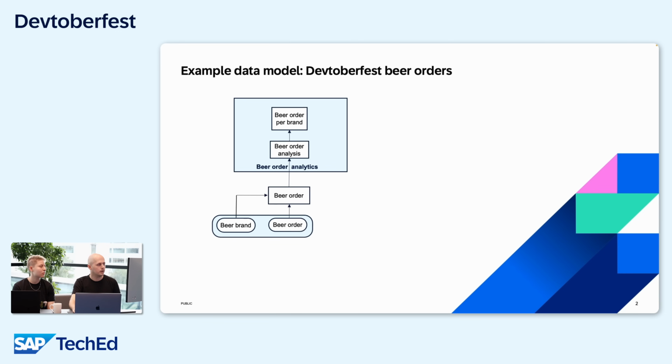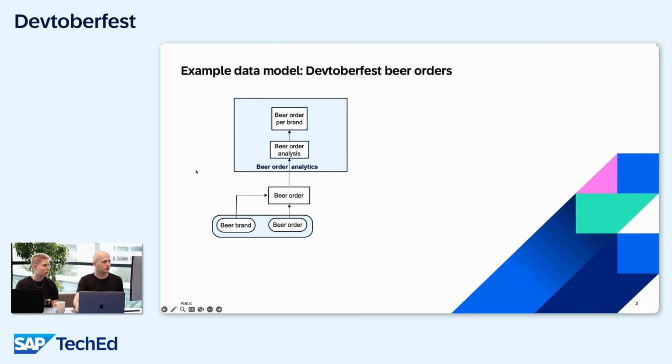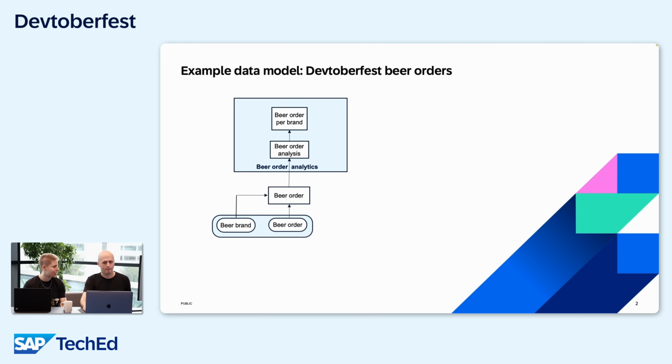So I've prepared some overview here. Basically, we have two database tables which contain information about the different beer orders and the available beer brands. This is then joined in a CDS view in this layer. And on top, we have built further views. One view for the analysis of the different properties of the beer order. And then we have a view where we do an aggregation so that management can see how many beer orders there were per brand. So they want to judge which brand performs the best.